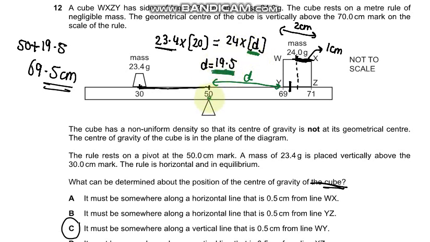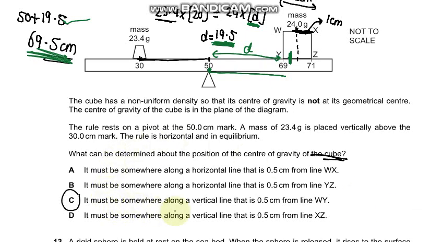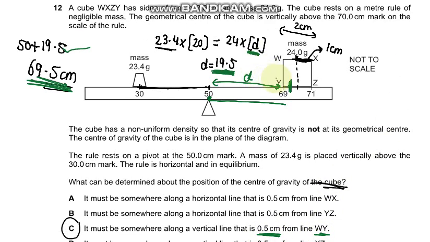So moving from 50 towards the right by 19.5, we need to add it up according to the scale. So 50 plus 19.5 gives us 69.5. This is a 2 centimeter cube, so 1 centimeter lies over here and 69.5 lies somewhere over here. According to the options, it must be somewhere along a vertical line that is 0.5 centimeter from the line WY. So this is the line WY, it must be 0.5, 69.5, so C is the appropriate answer.